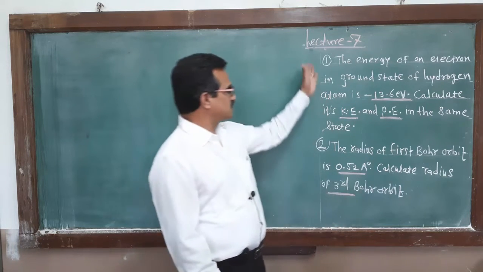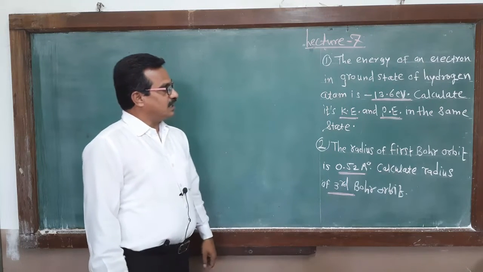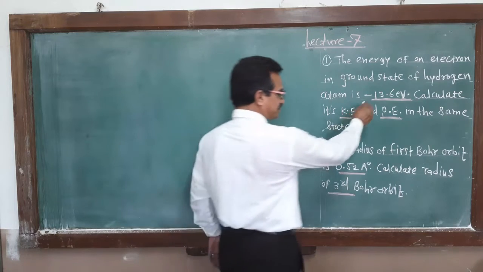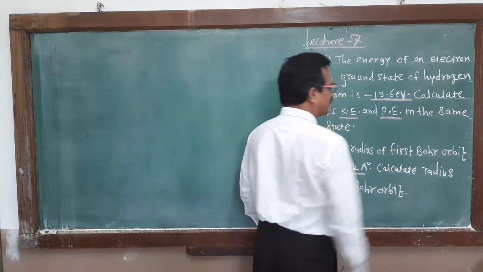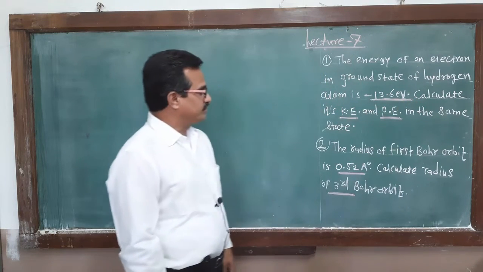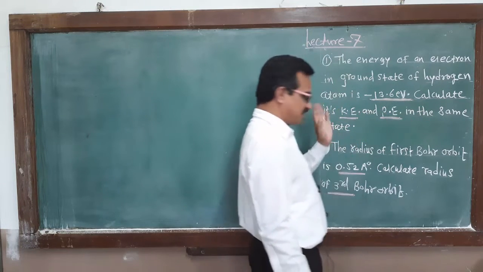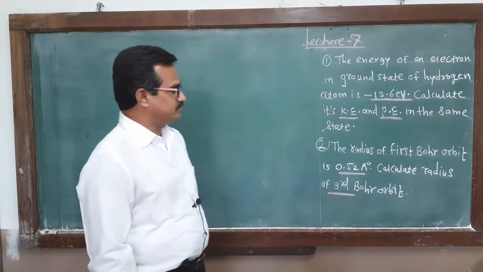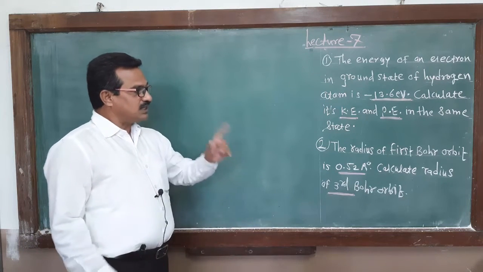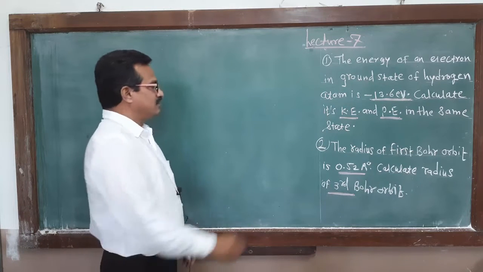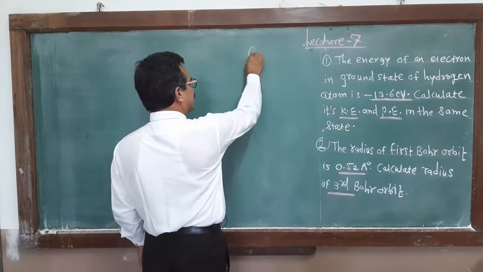Okay, the first problem: the energy of an electron in the ground state of a hydrogen atom is minus 13.6 electron volt. Calculate its kinetic energy and potential energy in the same state. This is actually the problem. For a hydrogen atom, ground state means the first orbit, means what is given.